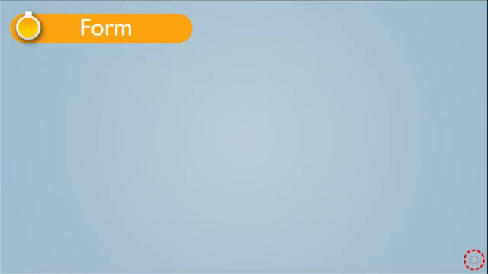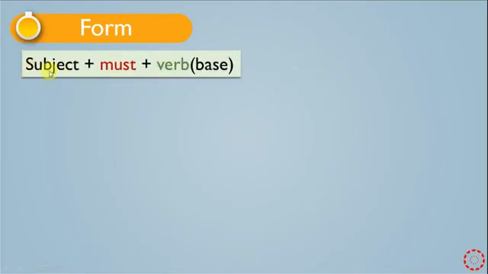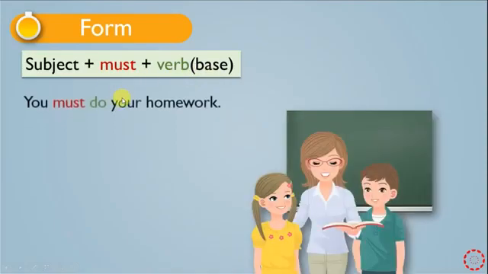What is the form, or the structure, of must? Look, at the beginning we have the subject, and then we have must, followed by a verb with the base form. It means we use the base form of the verb after must. We have examples. Look, you must do your homework. After must we have do. Do is the base form of the verb. You must do your homework.